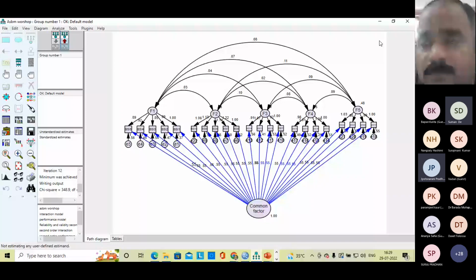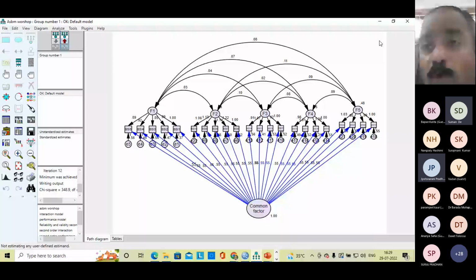Below 50%, that means below 0.4, we can interpret that the threat of common method biasness does not exist. If it is more than 40%, then there is a little threat of common method biasness. If it is more than 50%, then that is not acceptable at all.